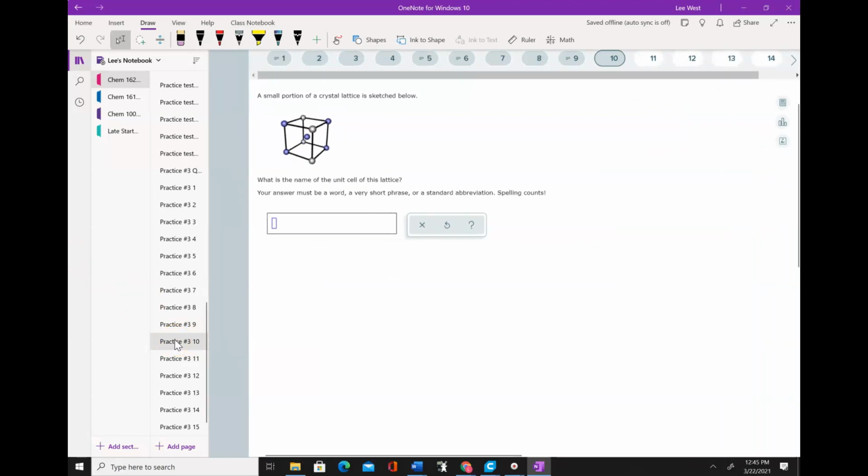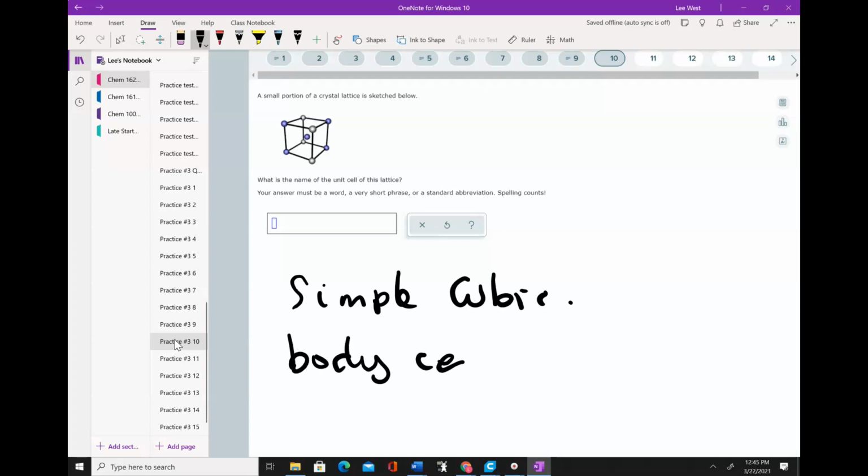Okay, what is this one? A small portion of a crystal lattice is shown below. What is the name of the unit cell? Well, is it simple cubic? No, because simple cubic doesn't have an atom in the middle. Is it body-centered cubic? Yes, it is, right?